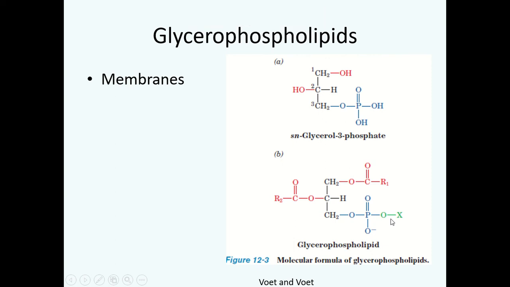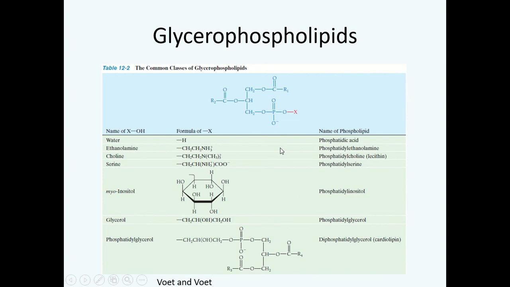This part forms the polar head group of phospholipids, and the two fatty acids attached on carbon 1 and carbon 2 form the so-called hydrophobic tails of the phospholipid molecules. Two layers of phospholipids assemble in the membrane, hence they constitute the lipid bilayer. This table here shows different types of polar head groups which are attached to glycerophospholipids.